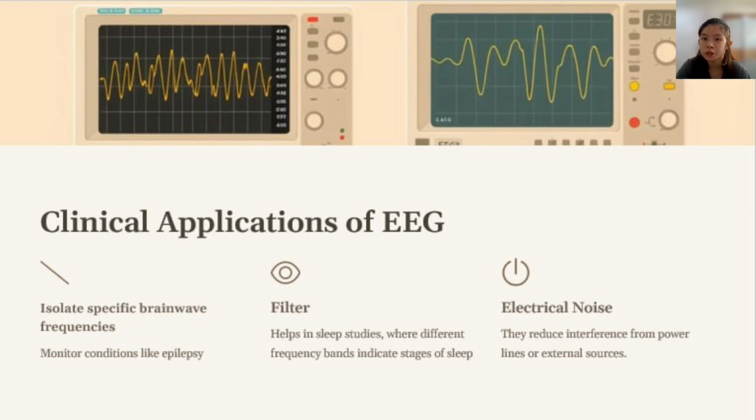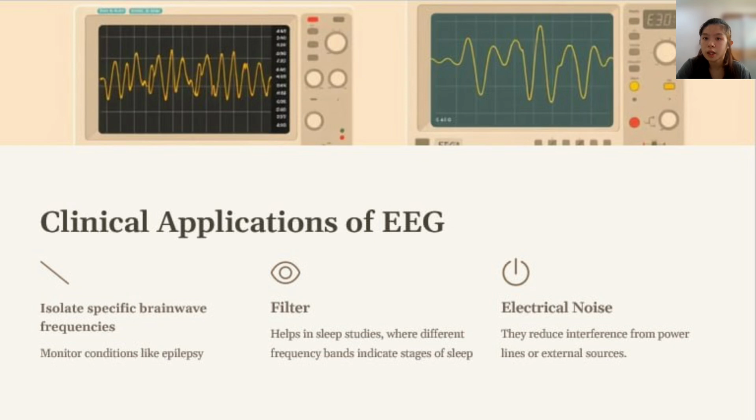In clinical applications, second-order bandpass filters help isolate these specific brainwave frequencies, which can then be used to monitor conditions like epilepsy, where certain abnormal brainwave patterns need to be detected. Filters also help during sleep studies, where different frequency bands indicate stages of sleep.